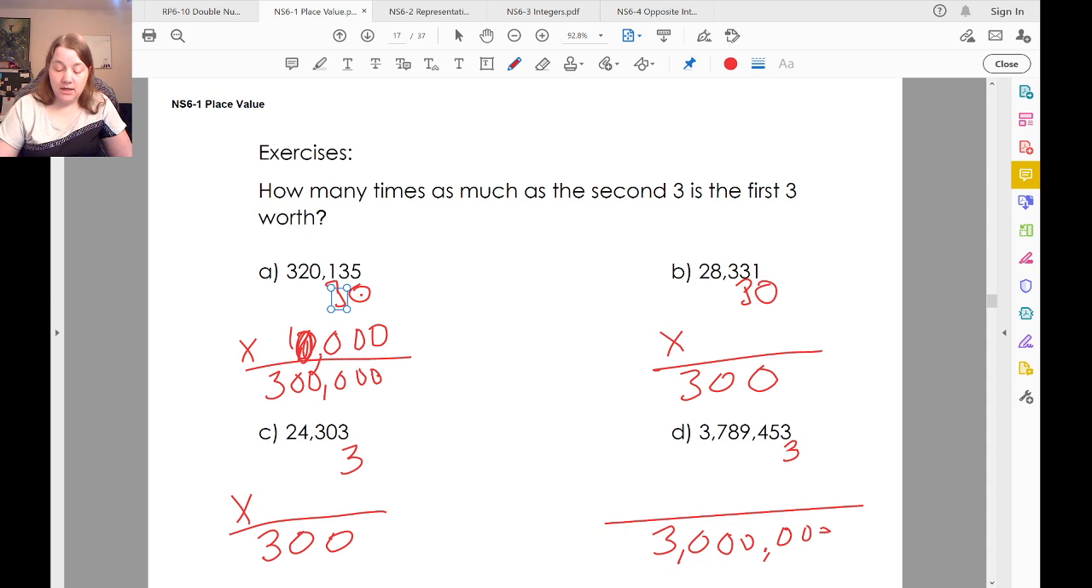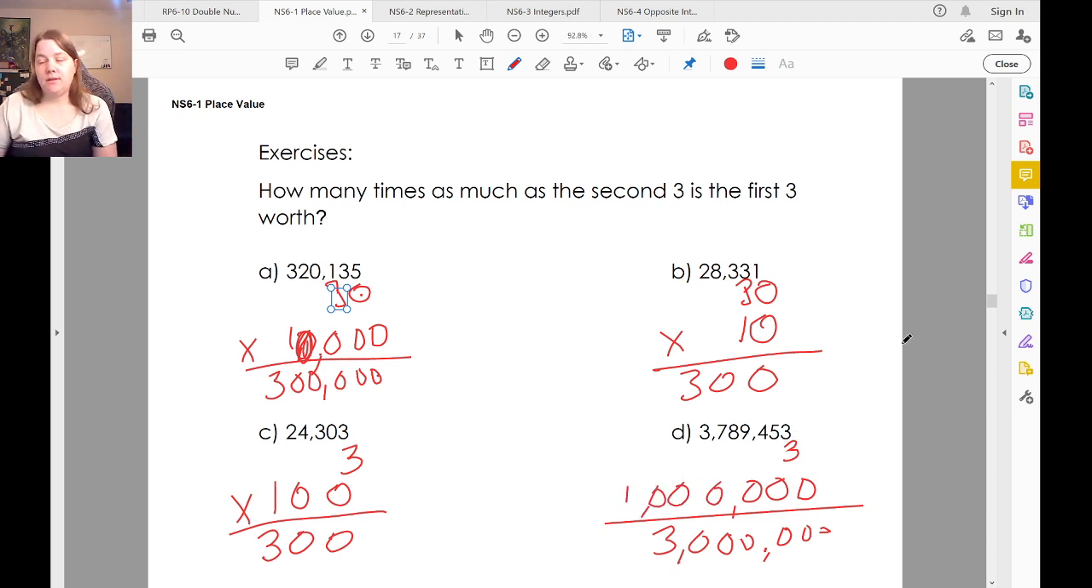Let's go ahead and look at the next one, letter B. 30 times what is 300? Well, 30 times 10 is 300. 1, 2. 3 times what is 300? 3 times 100 is 300. 3 times what is 3 million? I need 1, 2, 3, 4, 5, 6 zeros. So that's 1, 2, 3, 4, 5, 6. 3 times a million is 3 million.